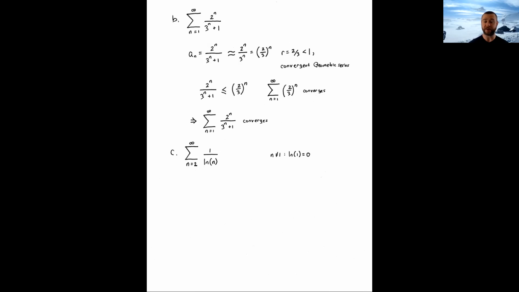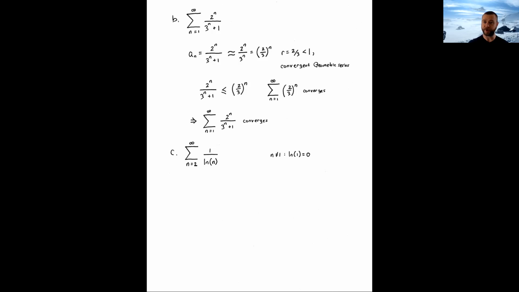We can't start our index here with 1, since natural log of 1 equals 0. And that would give us here, when n equals 1, division by 0. So a sub 1, our first term, would be undefined. So we avoid that possibility and start our infinite series here with n equals 2.